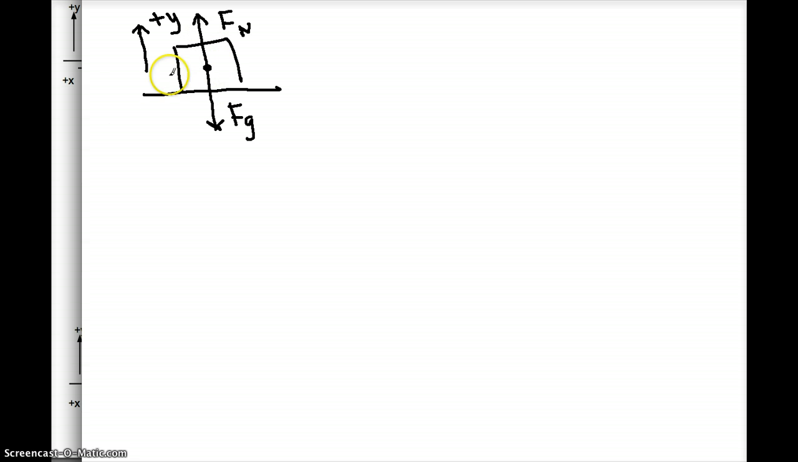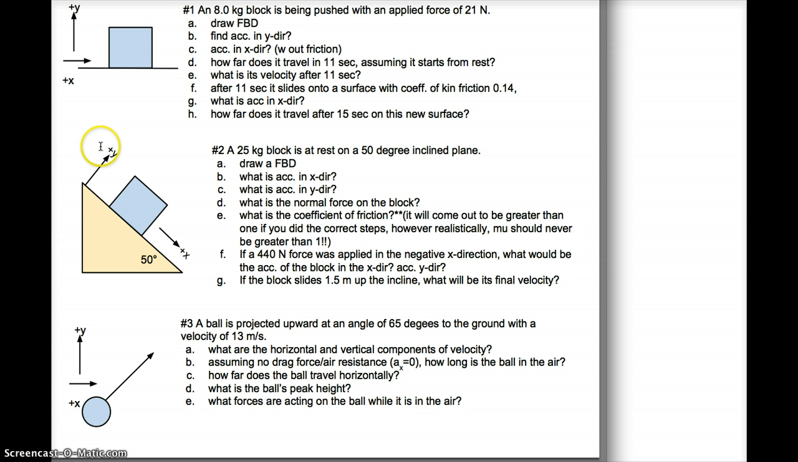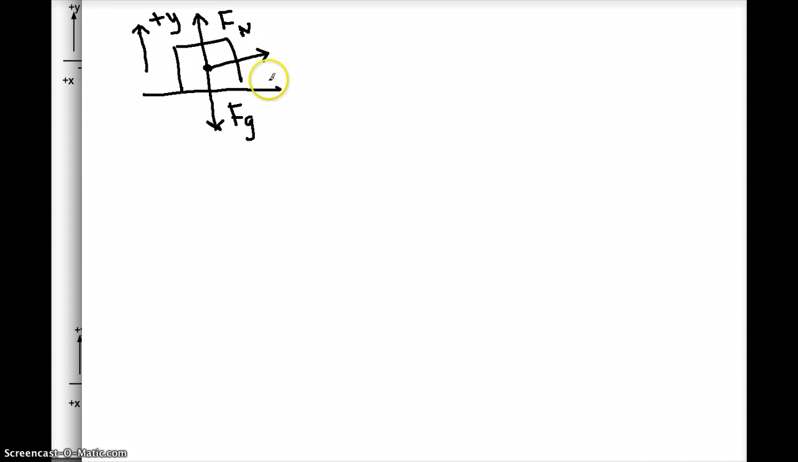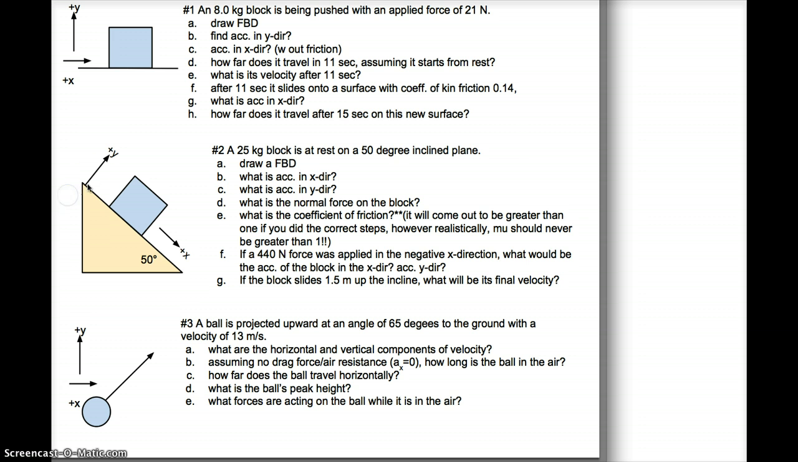And the problem says that there's an applied force on the block of magnitude 21 newtons. It doesn't exactly say which direction, but I'm just going to say this way. There's an applied force. There's no mention of friction, so I'm going to leave the force of friction out of my free body diagram.